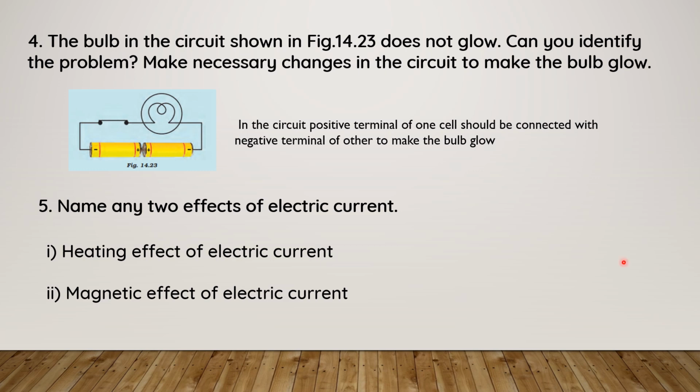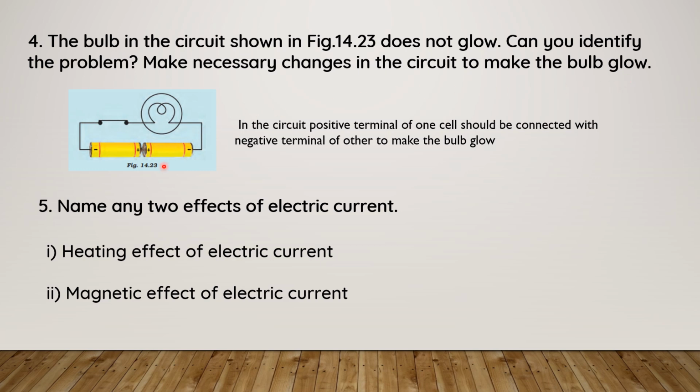And next is the fourth one. The bulb in the circuit does not glow. Can you identify the problem? Make necessary changes in the circuit to make the bulb glow.